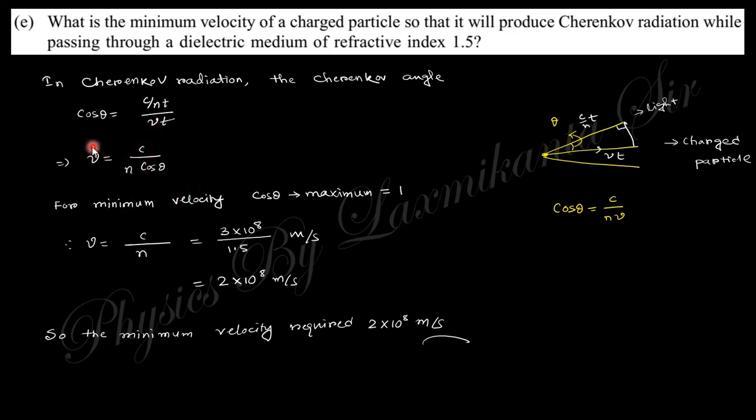For minimum velocity, when v is minimum, cos theta will be maximum. So if you put it as 1, v equals c by n. Okay, so this gives you that one. This is the speed of the particle for the minimum velocity, the minimum velocity required for Cherenkov radiation.